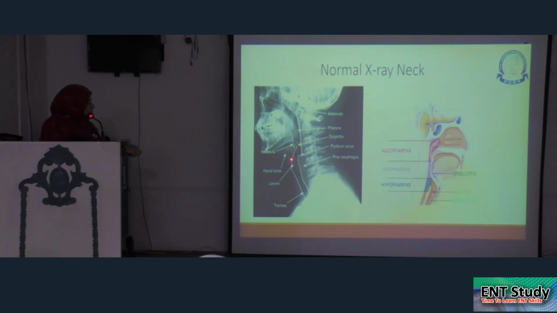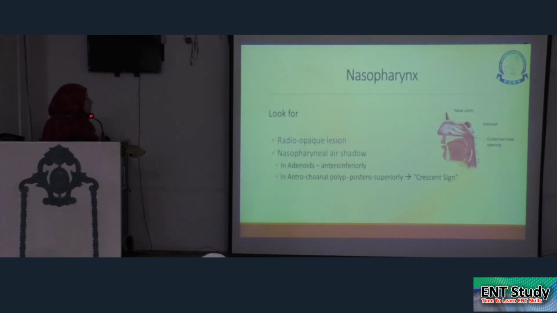This indentation is by the epiglottis, and above is the ventricle, and these are the pyriform fossae, which are the dependent part of the pharynx. In the nasopharynx, we have to look for any radiopaque lesion and the nasopharyngeal air shadow.